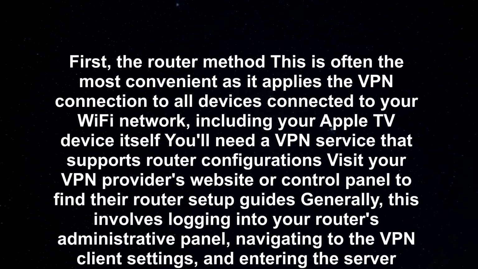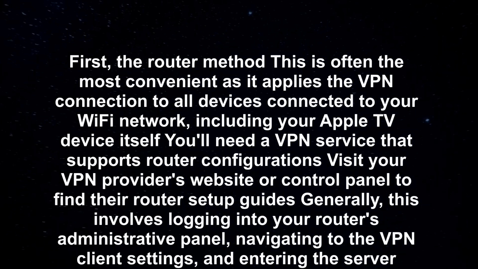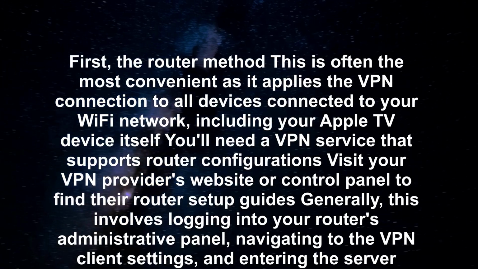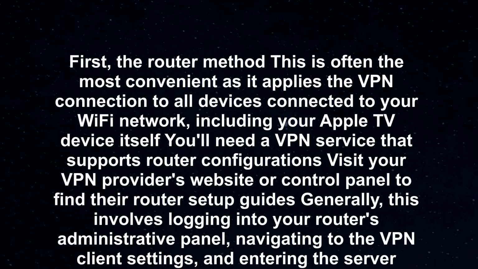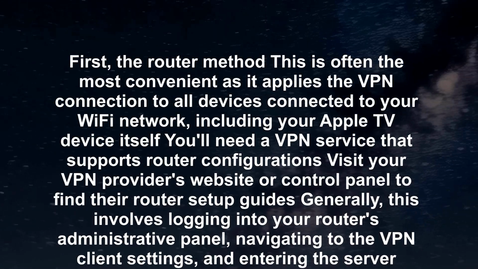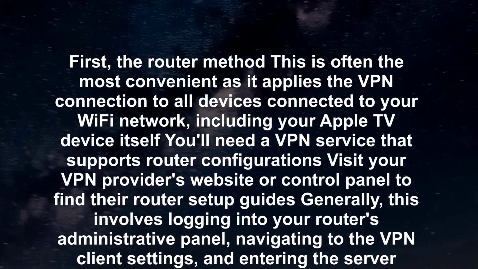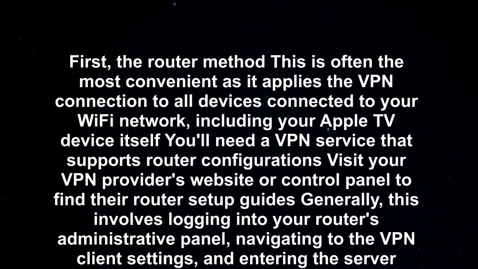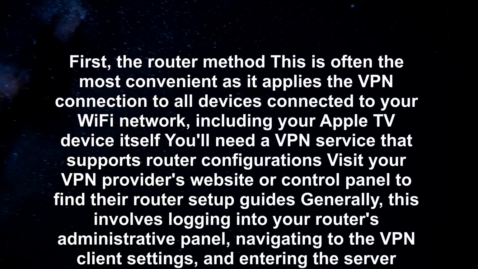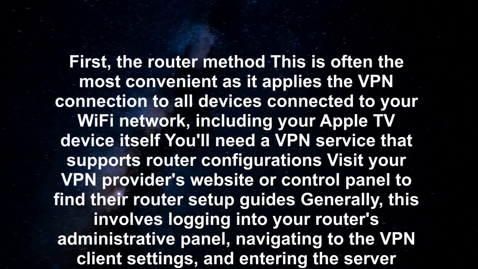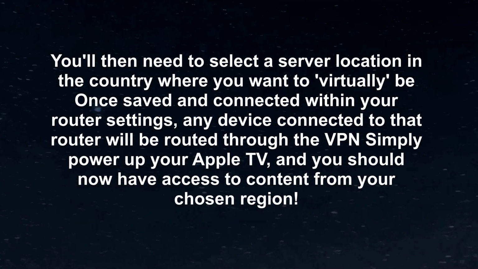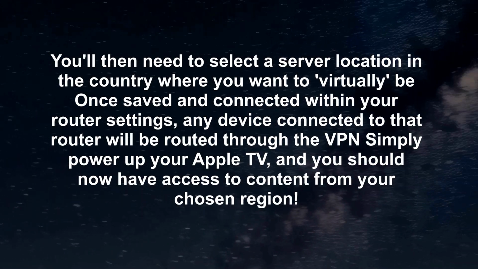You'll need a VPN service that supports router configurations. Visit your VPN provider's website or control panel to find their router setup guides generally. This involves logging into your router's administrative panel, navigating to the VPN client settings, and entering the server details provided by your VPN service. This might include a server address, username, and password. You'll then need to select a server location in the country where you want to virtually be.